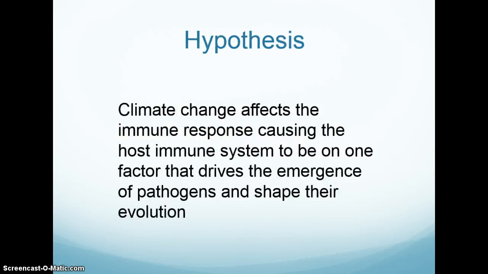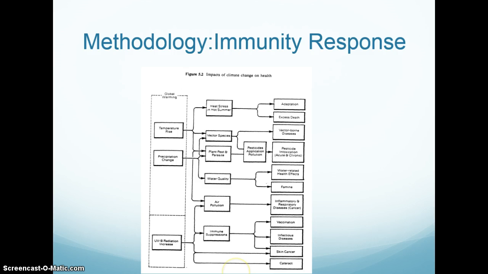The hypothesis of this article is that climate change affects the host immune response, causing the host immune system to be one factor that drives the emergence of pathogens and shapes their evolution. The methodology is a closer look into the immunity response in the host. Climate change causes temperature rise, which leads to pollutants not being able to escape our atmosphere. This leads to an adverse effect on our immune system, weakening our response to infectious diseases, or immune suppression.